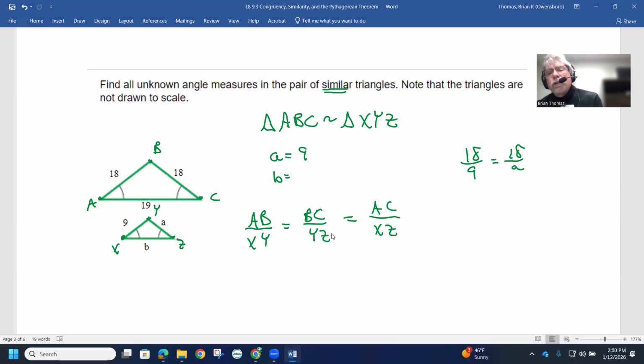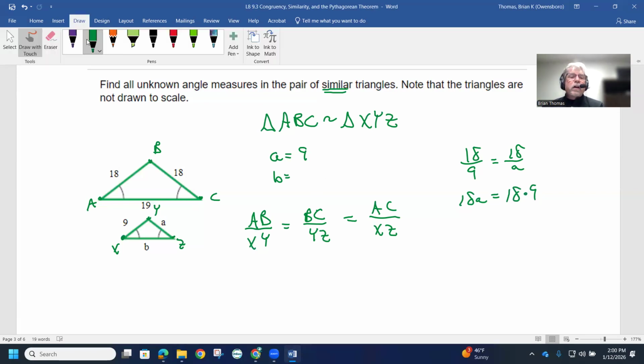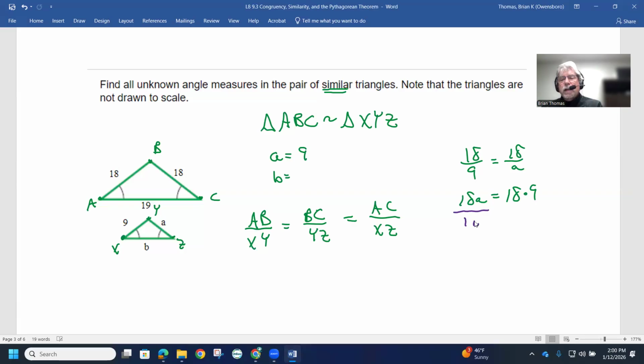Now, in proportions, you are allowed to cross multiply. So you could say, hey, 18 times A must equal 18 times 9. Now, I don't have a calculator to do 18 times 9, but I do know that to solve an equation, I can get this A by itself by dividing each side by 18.